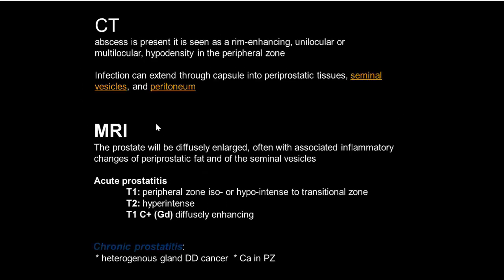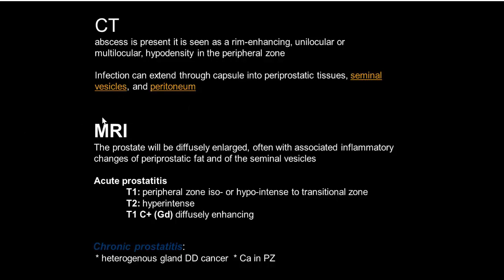CT findings in prostatitis: abscess is seen as rim enhancing, unilocular or multilocular, hypodensity in the peripheral zone, and enlargement of the prostate. Infection can extend through the capsule into periprostatic tissues like the seminal vesicle and perineum.